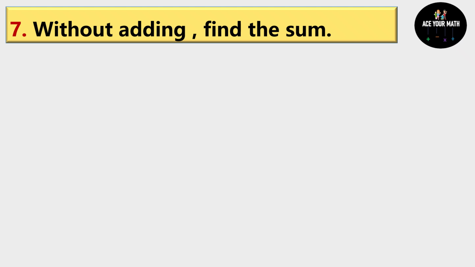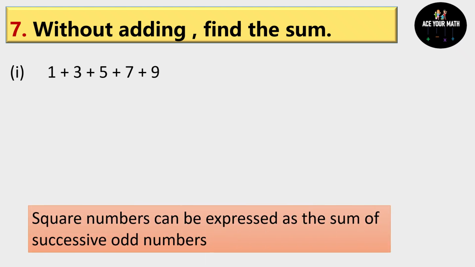Now we'll see the seventh question. Without adding, find the sum. The first question given to you is 1 plus 3 plus 5 plus 7 plus 9. If you observe it carefully, these are all odd numbers, and they are successive odd numbers. Successive means they come one after another.